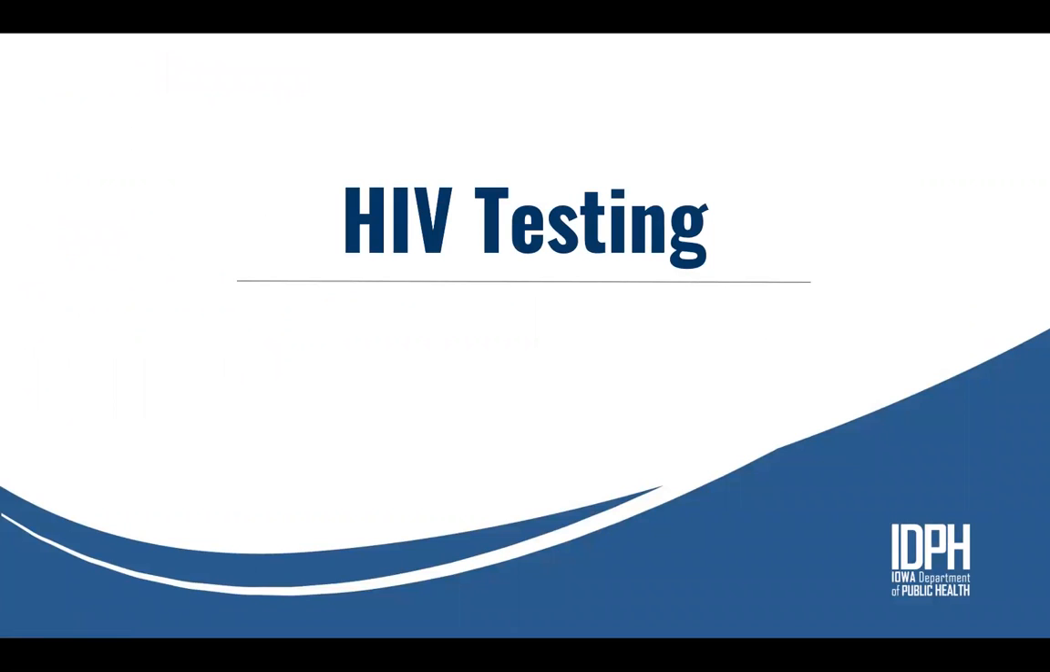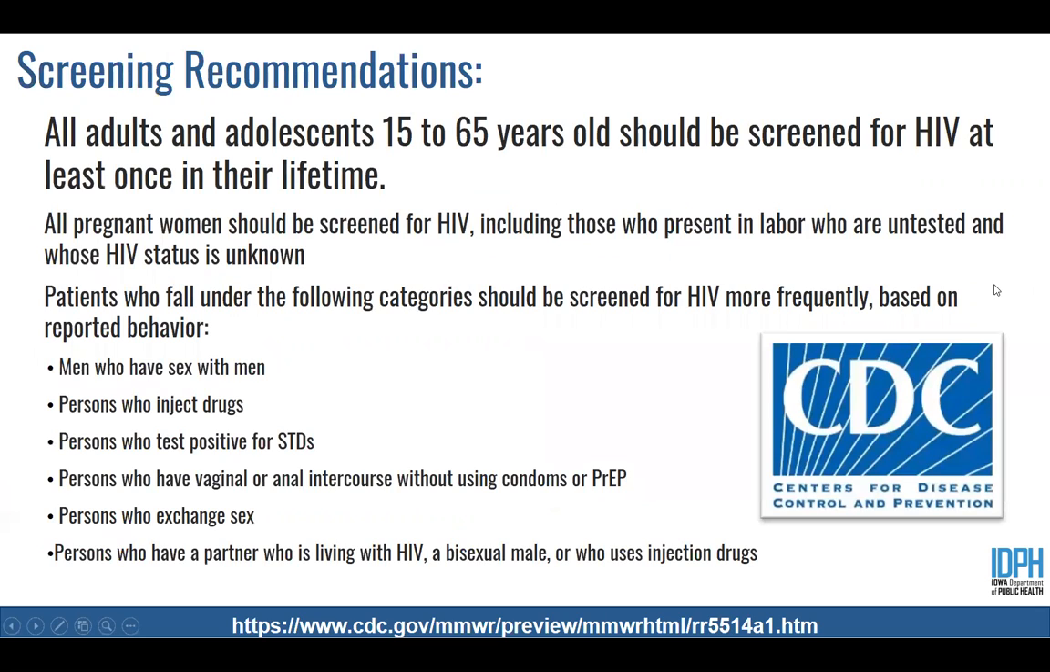So to get us started, we'll dive right in with HIV testing and the CDC screening recommendations for who should be tested for HIV. The CDC recently updated their screening recommendations to indicate that all adults and adolescents between ages 15 and 65 should be screened for HIV at least once in their lifetime. All pregnant women should be screened for HIV, including those who present in labor who are untested or whose HIV status is unknown. And patients who fall under the following categories should be screened for HIV more frequently based on reported behavior, and this is who we would consider to be our prioritized populations.